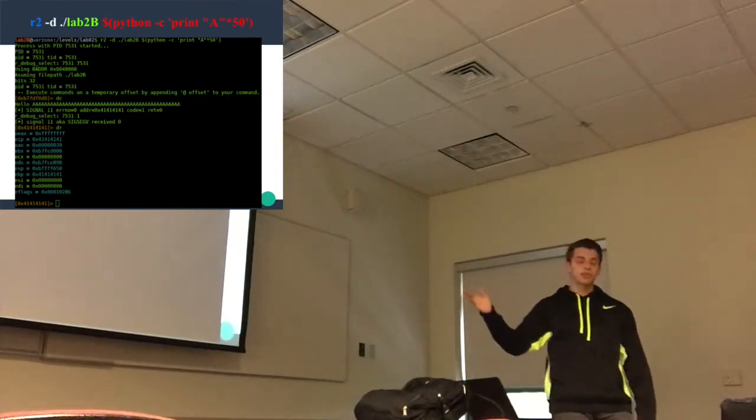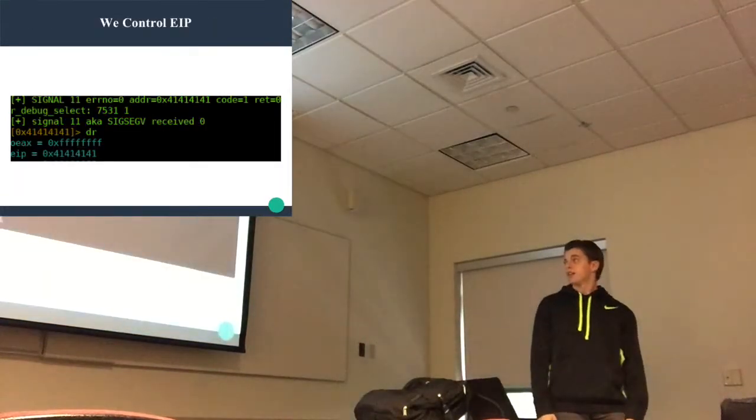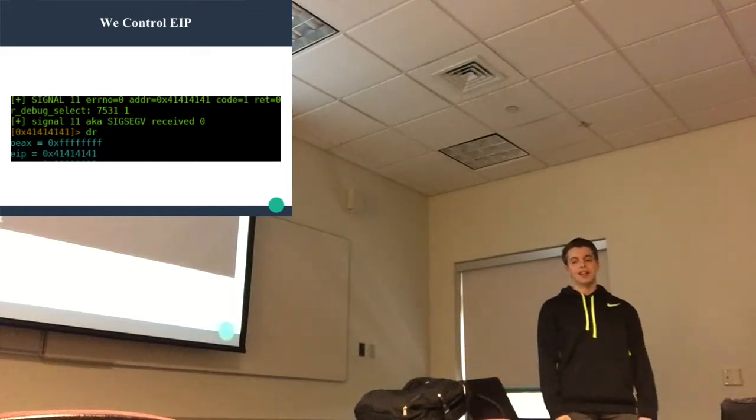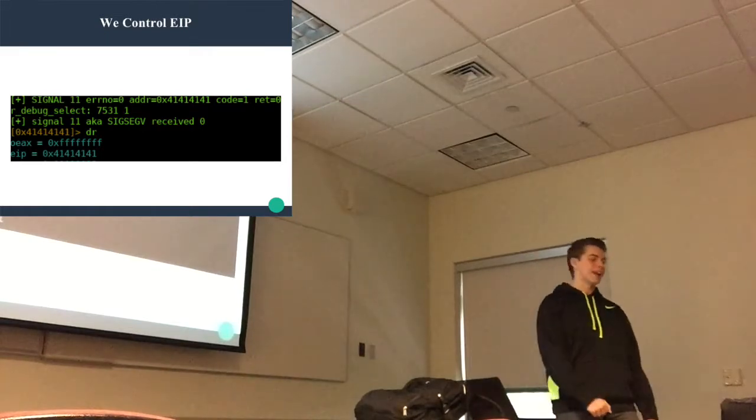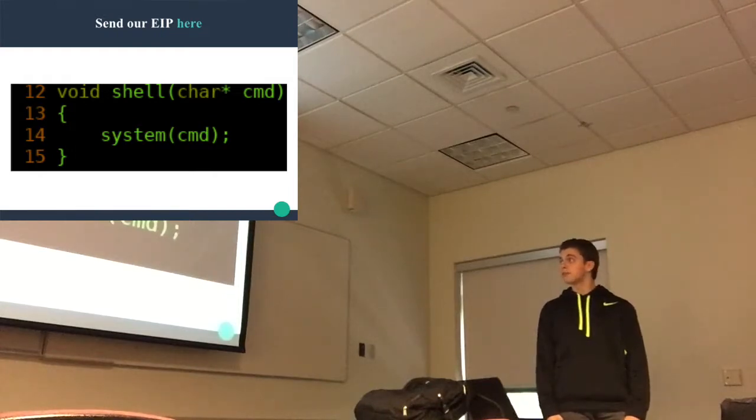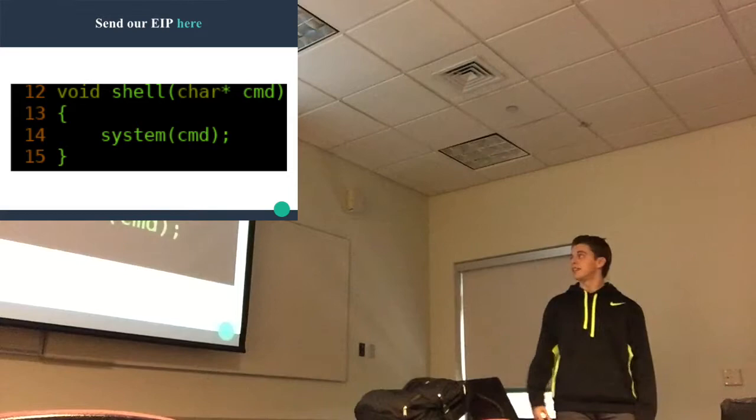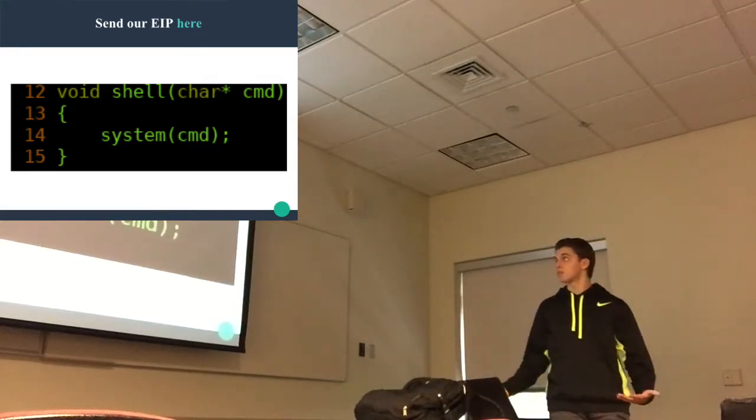But the fact that we overwrote the instruction pointer is what is critical here. Cool. So the instruction pointer guides where we're going next. And so it's trying to go to a memory location that's called 41, 41, 41, 41, which we cannot access. So what do? We can send our instruction pointer here to this very conveniently placed shell function. It takes in a parameter that is the command that it executes with system.